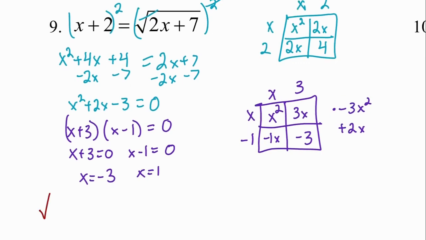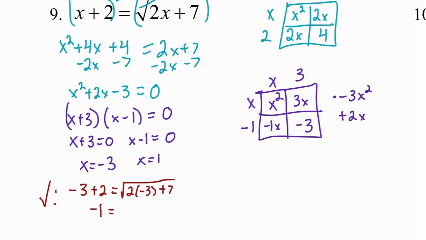So let's start with negative 3. So I'd say negative 3 plus 2 has to equal the square root of 2 times negative 3 plus 7. Well, negative 3 plus 2 is going to be negative 1. 2 times negative 3 is negative 6. Plus 7 would be a square root of 1. So negative 1, does that equal the square root of 1? It does not. So this one would actually be extraneous.